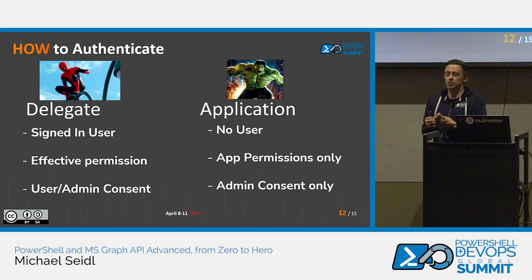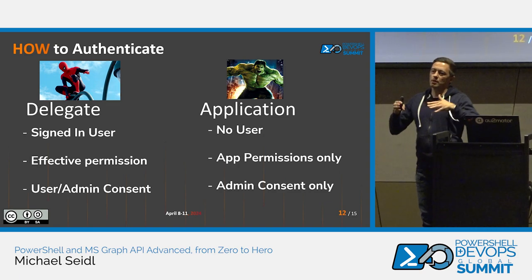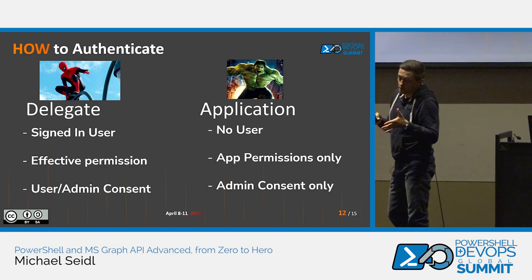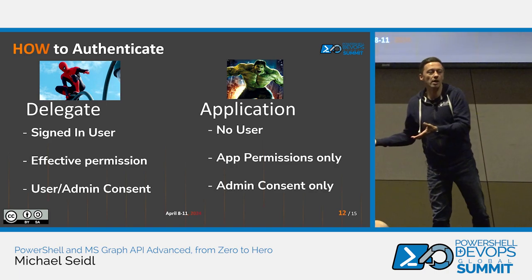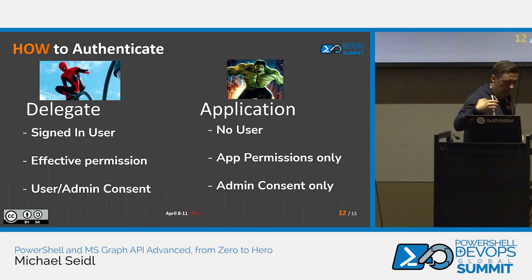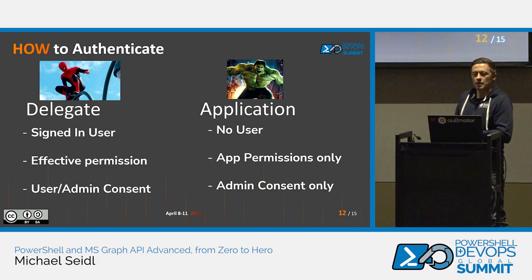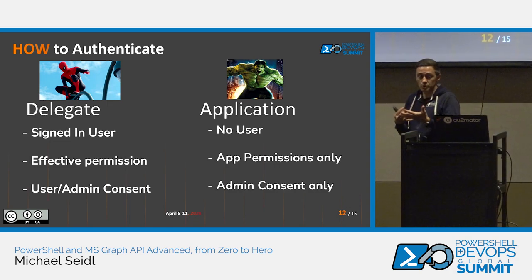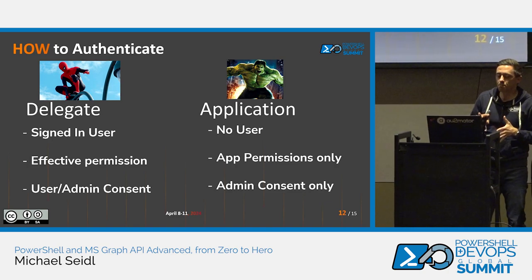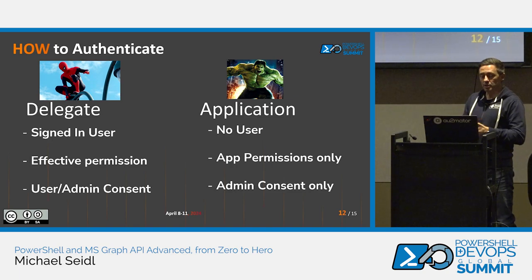If you use delegate permission, the disadvantage is you need a user to sign in to authenticate. And you get only the permissions the user signing in has. So if the user doesn't have access to whatever mailbox he wants to try, he will not have access to it. If you do the same with application permission, and the application grants access to mailboxes, this means I have access to all mailboxes, not what is in my user context, so there is no user in that case. So be aware that application permissions can be very dangerous.